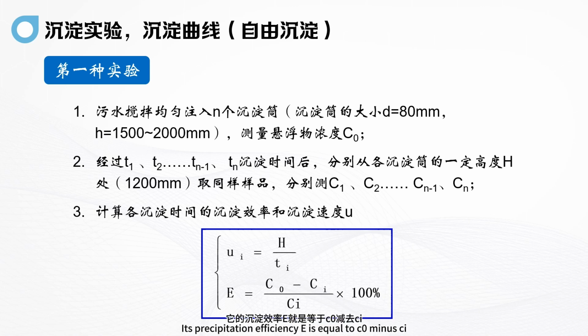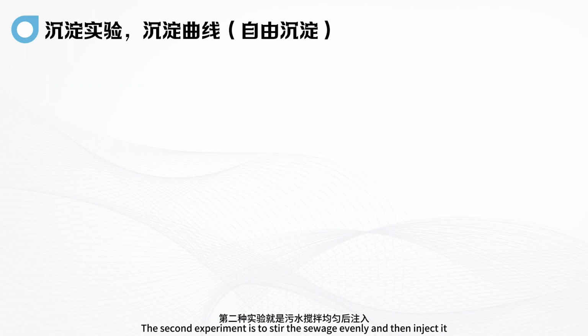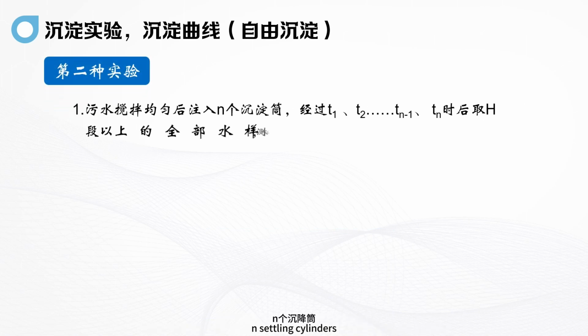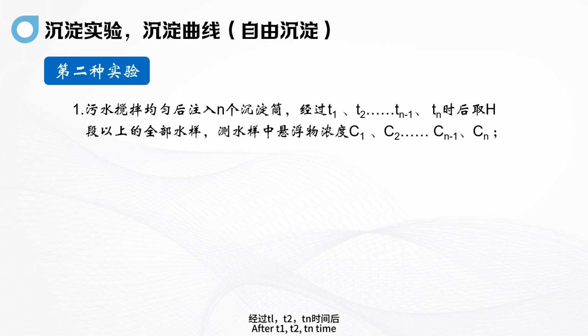Its precipitation efficiency E is equal to (C0 minus C) divided by C0, times 100%. The second experiment is to stir the sewage evenly and then inject it into N settling cylinders. After times T1, T2, ..., Tn, take all water samples above section H. Measure the suspended solids concentrations C1, C2 and Cn in the water samples.